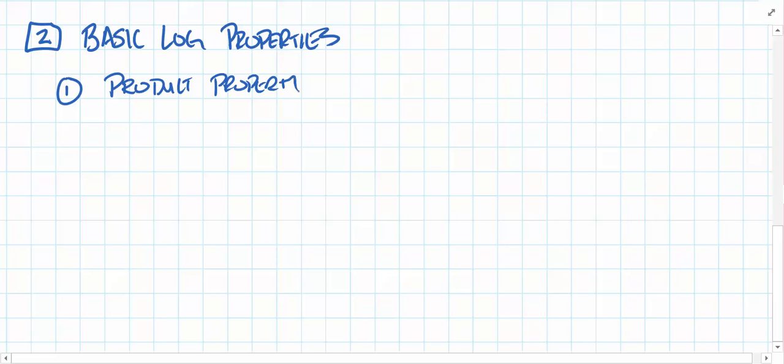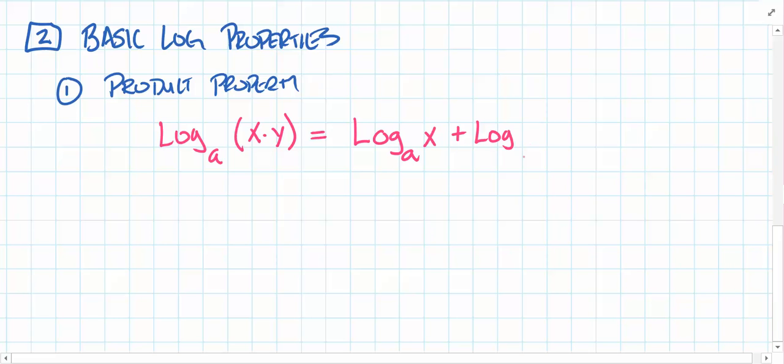Alright, and so here's what it says. If you have log base A of two entities being multiplied together, so an expression of x times y, it is allowed to be expanded over addition. So what I mean by that is log base A of x plus log base A of y. So what I'm saying here is that multiplication of logarithms can be expanded over addition.